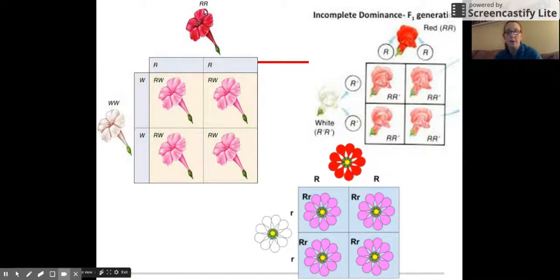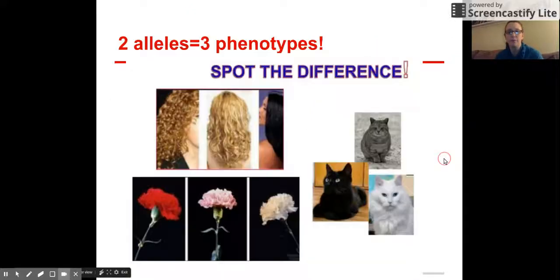This one shows R representing red and W representing white, but they're both capital because remember, they're both truly dominant, okay? And then when you get an R and a W, you get the heterozygous, or the new color. I do not care which one of these you guys use, as long as you understand that in the heterozygous, you make a new phenotype. You mix them together to make a new phenotype, okay?